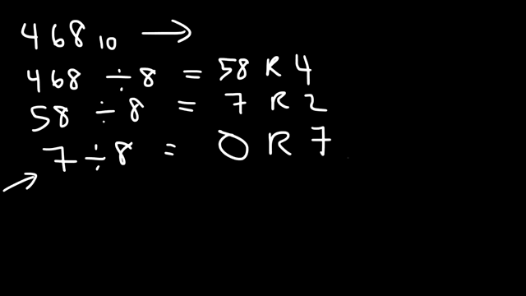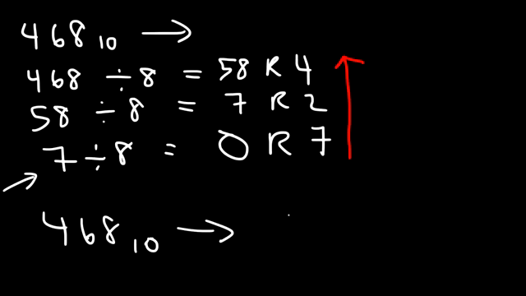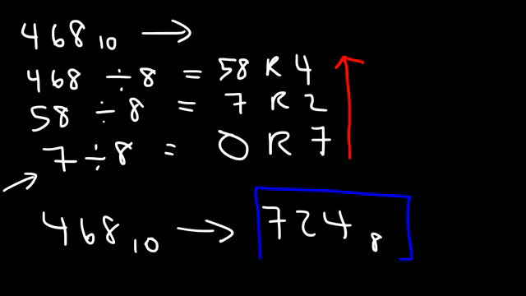And so we're going to read it from the bottom to the top, and that's going to give us our answer. So 468 in the base 10 system is equal to 724 in the base 8 system. And so that is how we can convert a decimal number into an octal number without the use of a calculator.